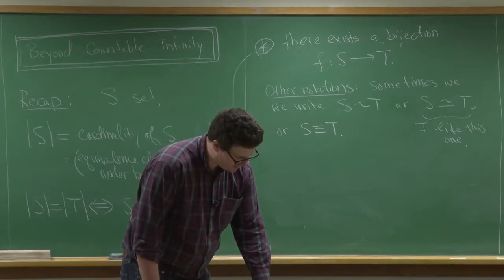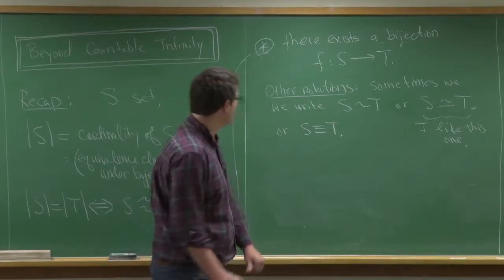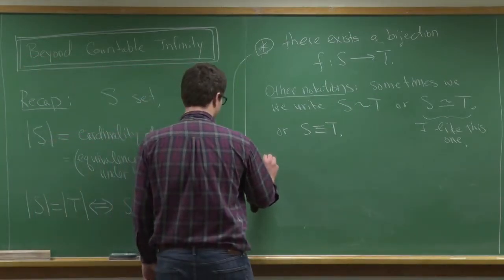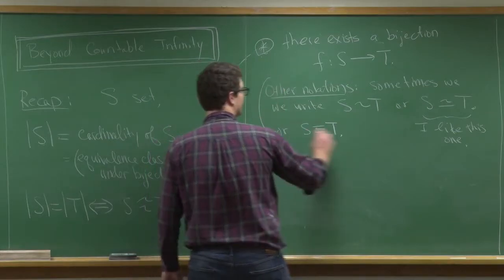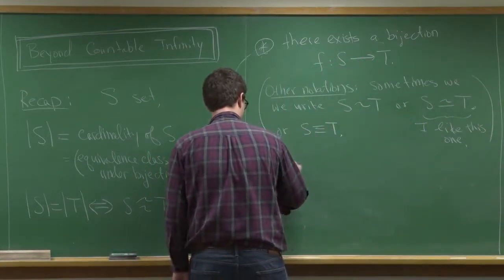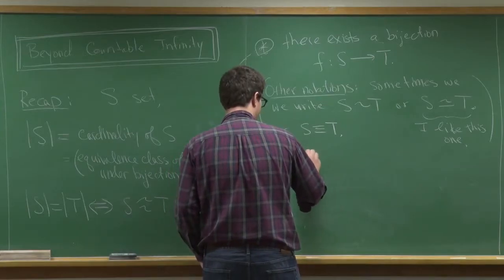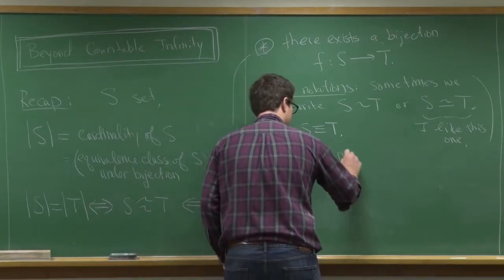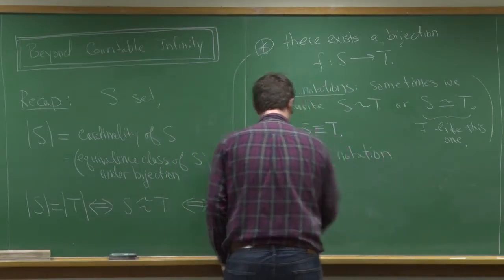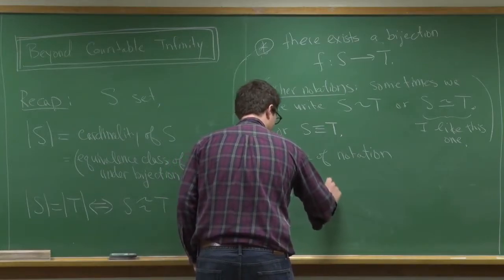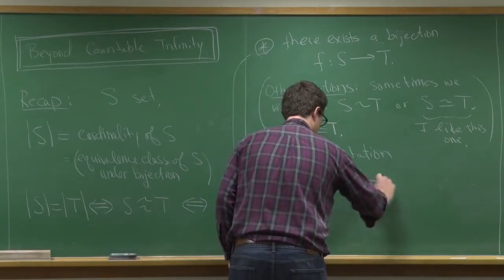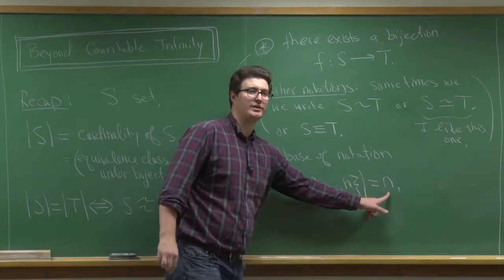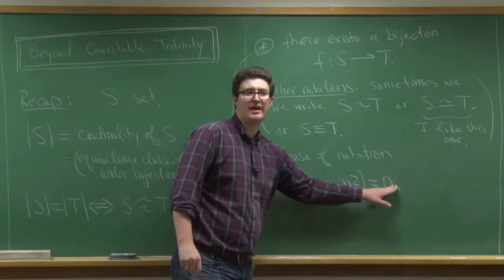Okay. So then we had some other things. Still doing the recap. For this set, we had this abusive notation. Let me write it like this. We took this set, 1, 2, all the way up to n, and we just wrote that as n. So we treat this like a cardinal number. It's really an equivalence class of sets, but we just write it as n.